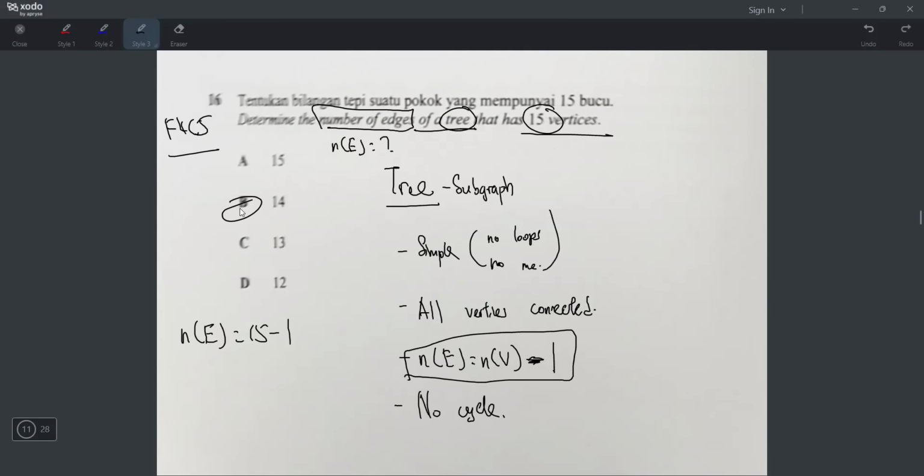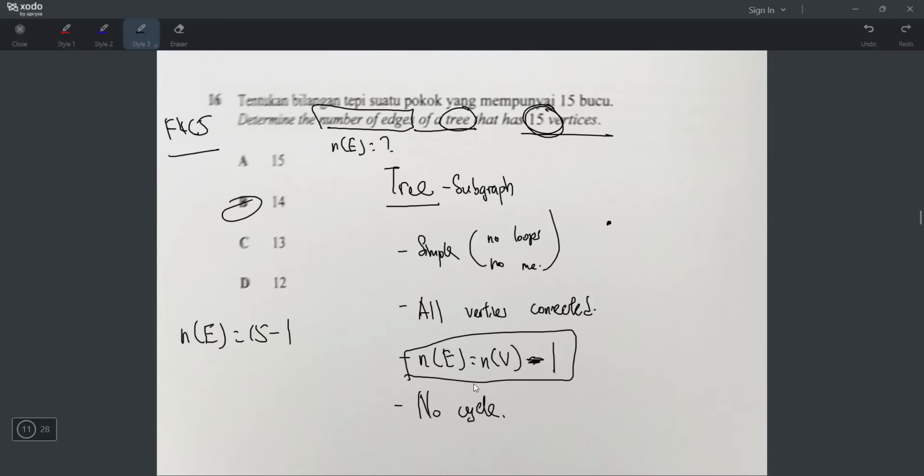Let me tell you how to remember this, because usually students forget. Students would say, hey sir, if there are 15 vertices, does the edges have to be 16 or 14? Because they are confused. They don't know whether it's the edges that must be one more, or the vertices that must be one more. I'll tell you now.